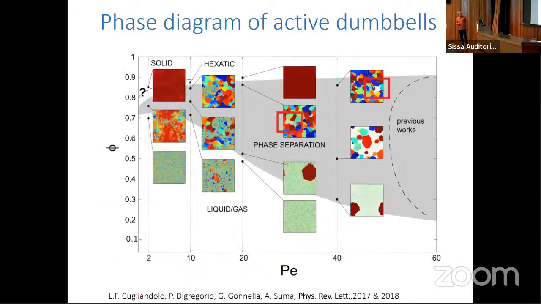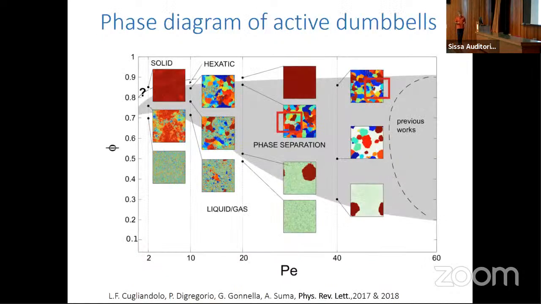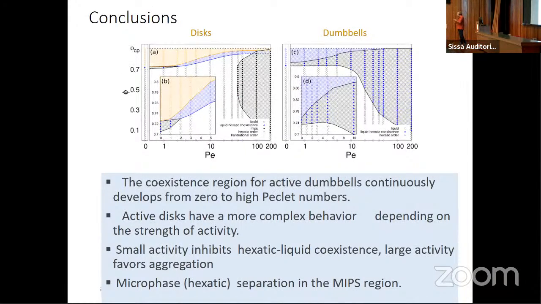I don't want to dwell on this, but let me just give a look at this picture, because we also studied dumbbells. These dumbbells are self-propelled along their main axis, and the rest is more or less similar to the disks, but they have a non-symmetric geometry. Since they do not have a convex shape, they aggregate more easily because they can become jammed together. We have also studied the phase diagram of dumbbells in the same way.